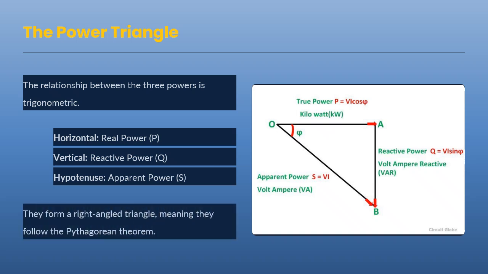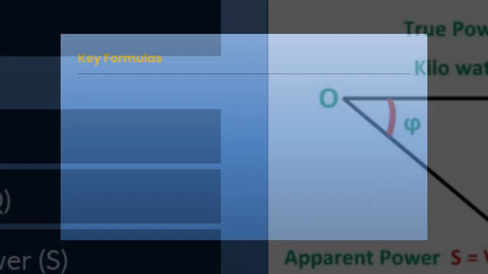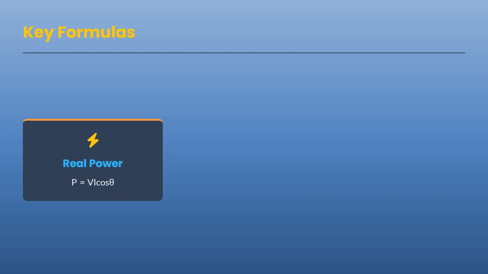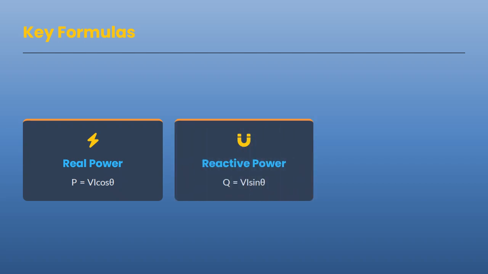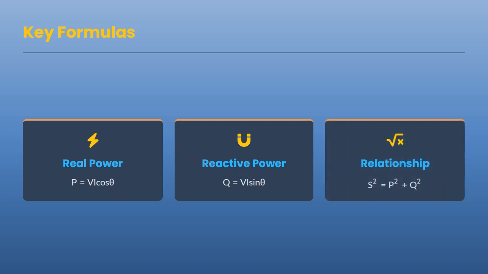Key formulas. Here are the key formulas defining these relationships. Real power, P, is found by multiplying voltage, current, and the cosine of the phase angle, cos theta. Reactive power, Q, uses the sine of the phase angle. And as we saw with the power triangle, the total apparent power is the square root of the sum of real power squared and reactive power squared, demonstrating their vectorial nature.